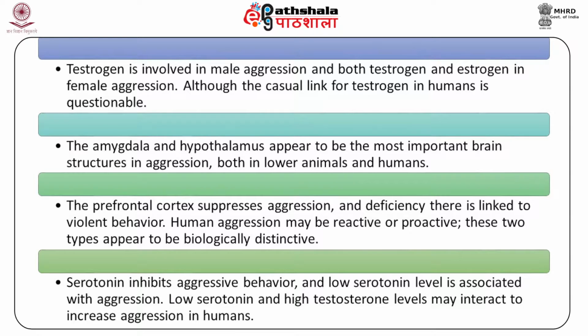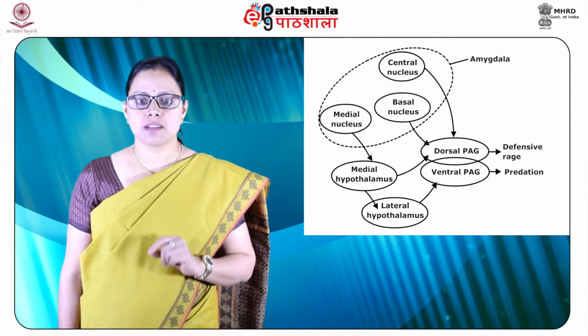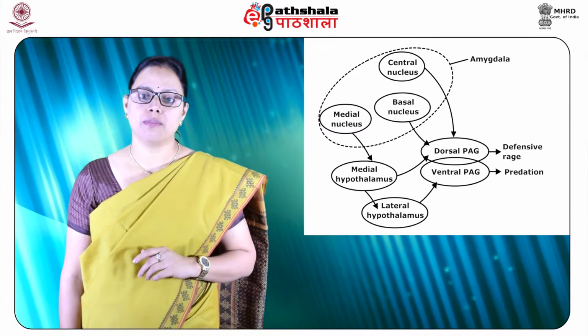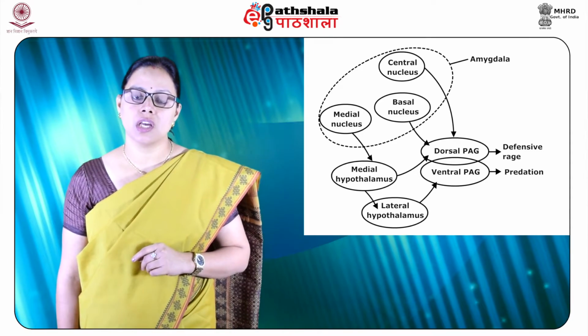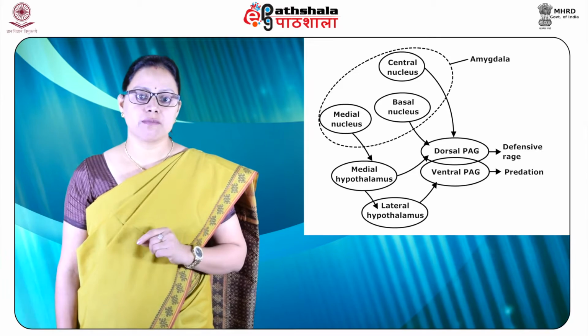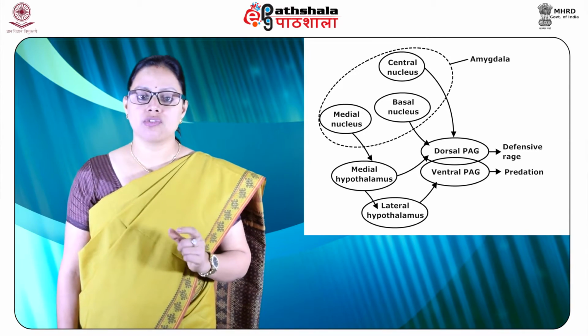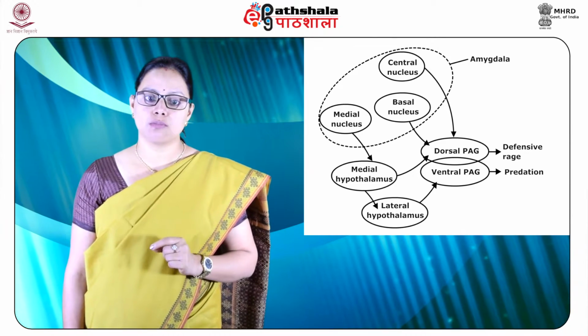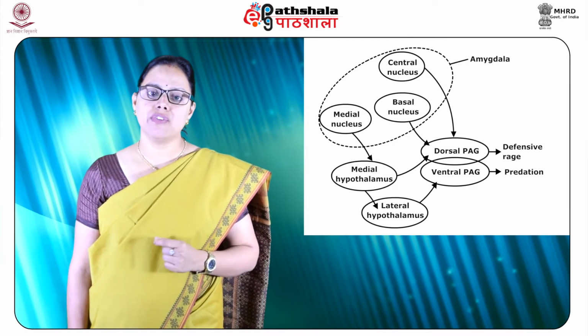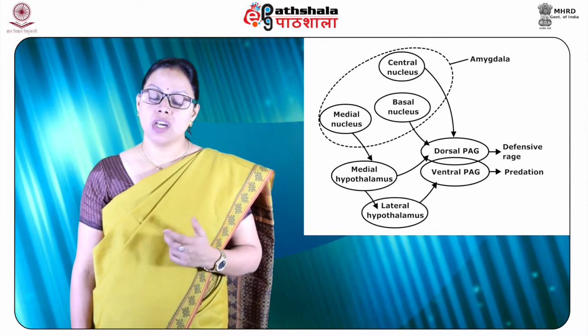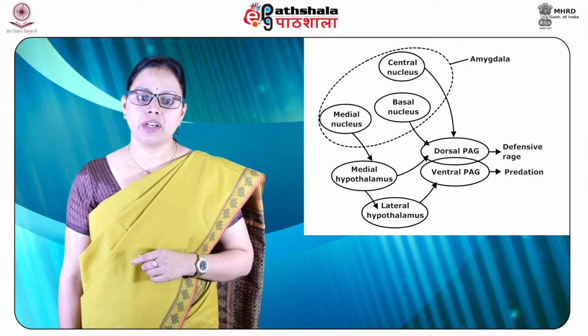Serotonin inhibits aggressive behavior, and low serotonin levels are associated with aggression. Low serotonin and high testosterone levels may interact to increase aggression in humans. Heredity is estimated to contribute half of the variability in aggression among humans. Genetic links with aggressive behavior involve serotonin receptors and estrogen metabolism. The other half of the variation is due to environment, including inadequate parenting.